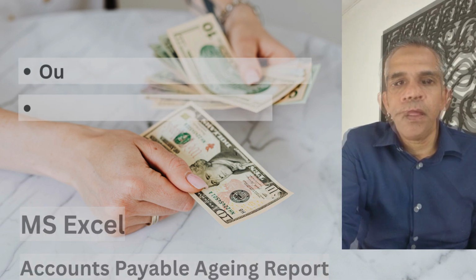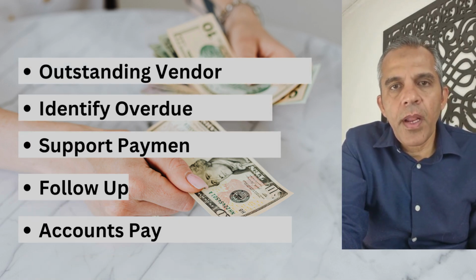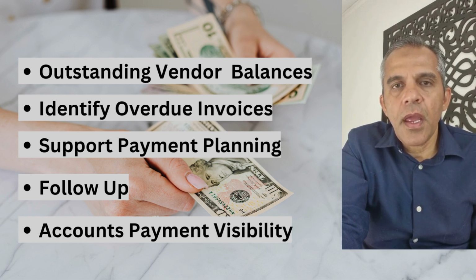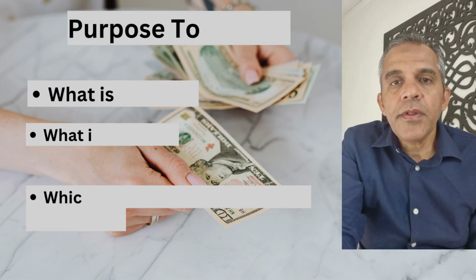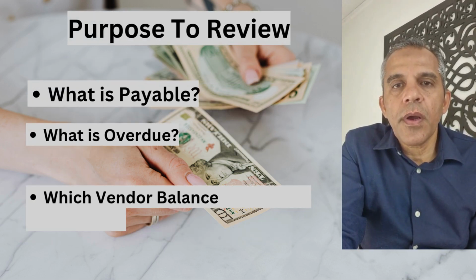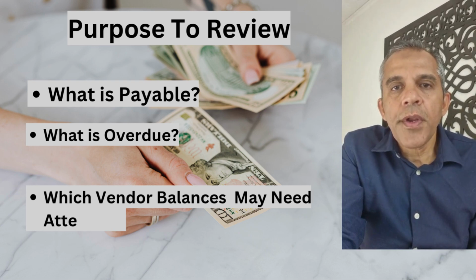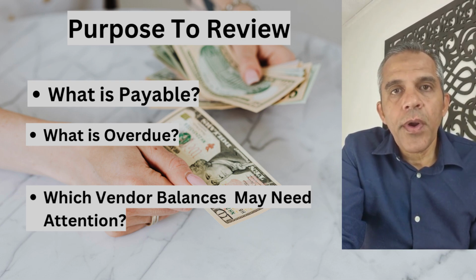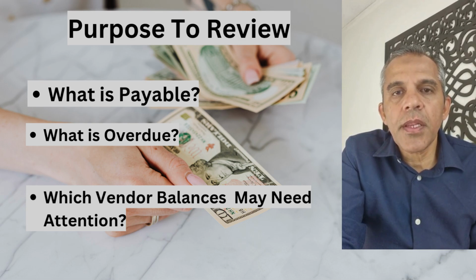I am going to demonstrate a sample accounts payable aging report in Excel. This report is to review outstanding vendor balances, identify overdue invoices, and support payment planning, follow-up, and accounts payable visibility. So the purpose of the AP aging report is to help businesses understand what is currently payable, what is overdue, and which vendor balances may need attention.